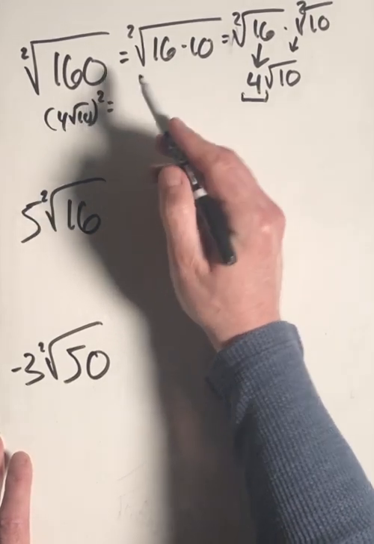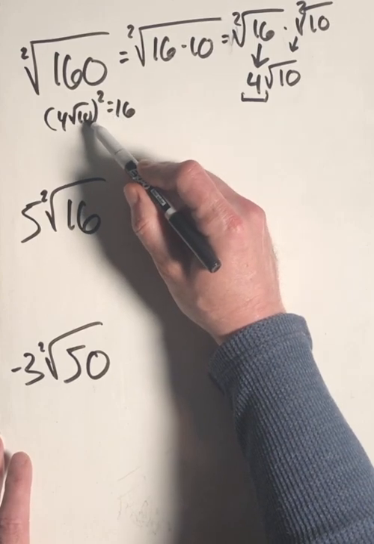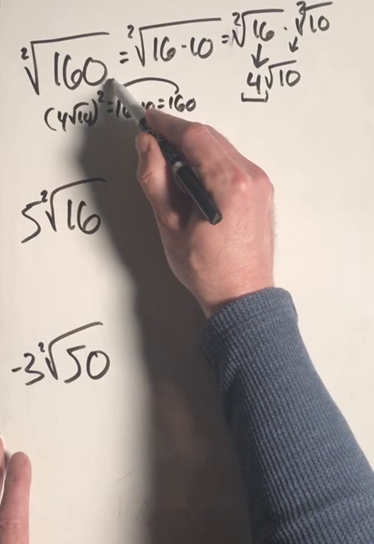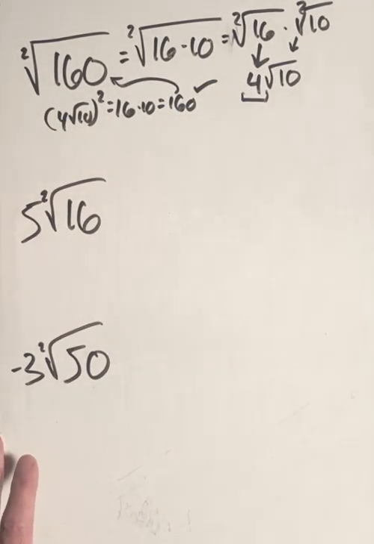All right, we can take 4 squared is 16. The square root of 10 squared is 10. 16 times 10 is 160, and that's where we started.